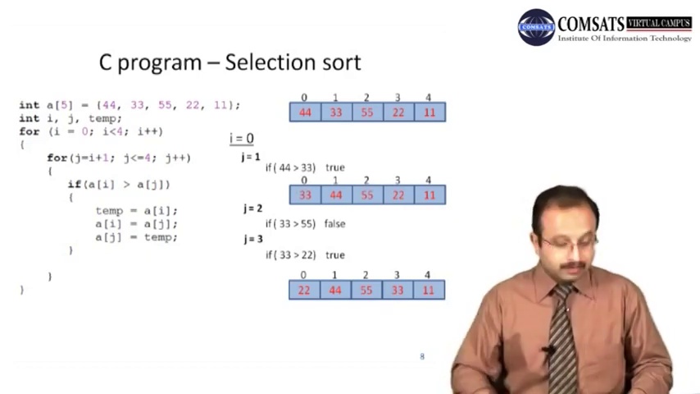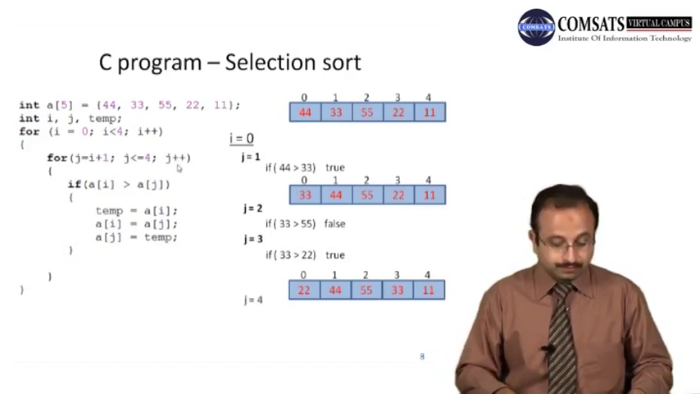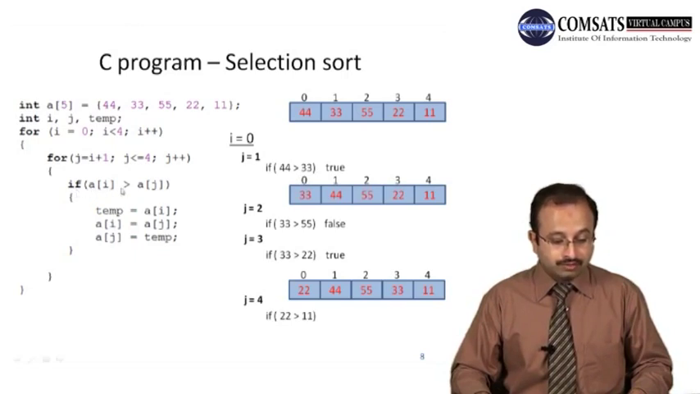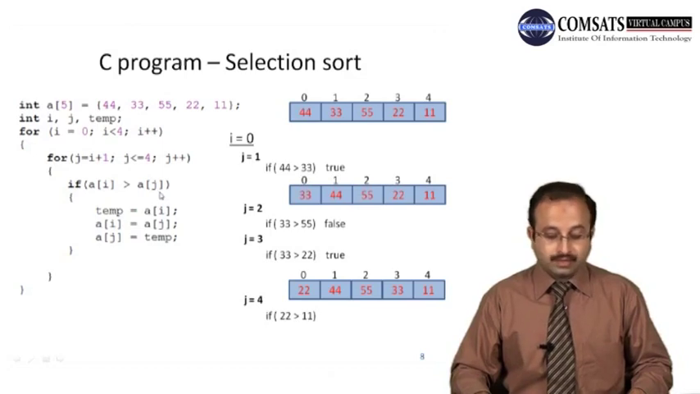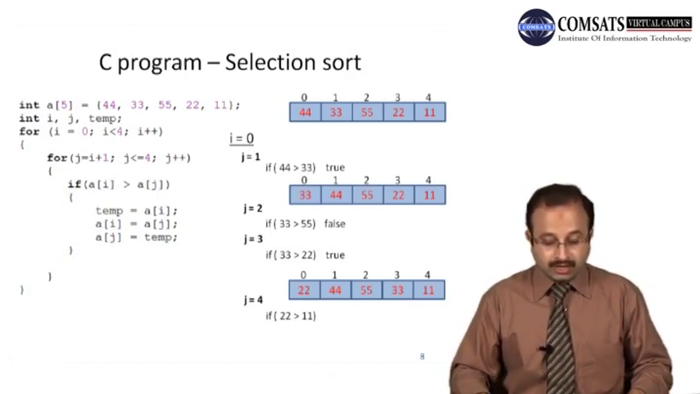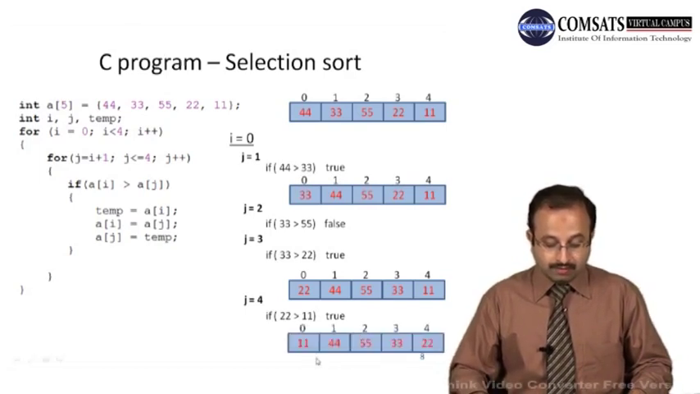Now the value of j is incremented, it becomes 4. The condition is 4 less than or equal to 4. The condition is true. So when the condition is true in the if statement, we perform the comparison. a of 0 is greater than a of j, and a of j is a of 4. a of 4 is 11. So 22 is greater than 11. The condition is true. So when the condition is true, the array will look like this: 11, 44, 55, 33, 22.